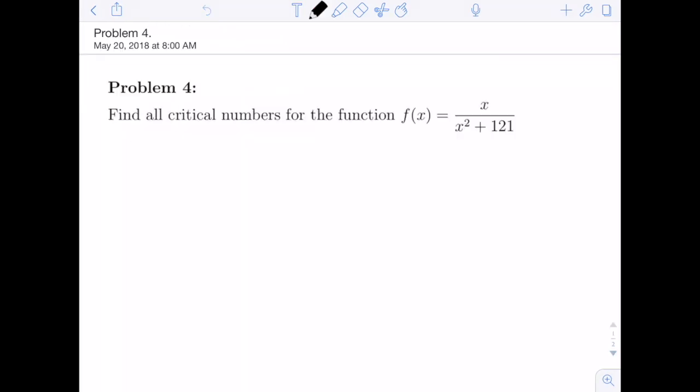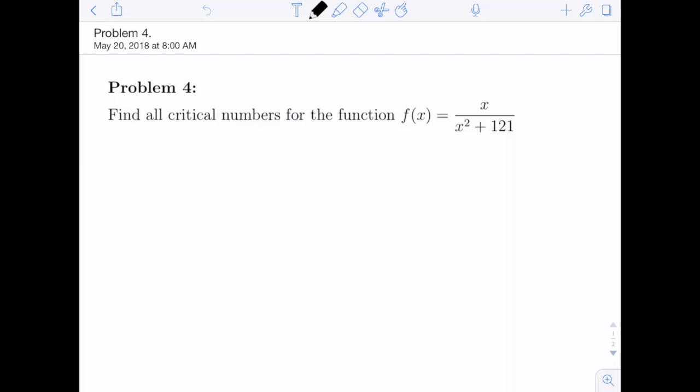So that's good. Problem 4 is asking to find all critical numbers for the function f, which is given by x divided by x squared plus 121. Remember, critical numbers for a function are where its derivative is equal to 0 or where its derivative does not exist. So first things first, we need to figure out what the derivative is.